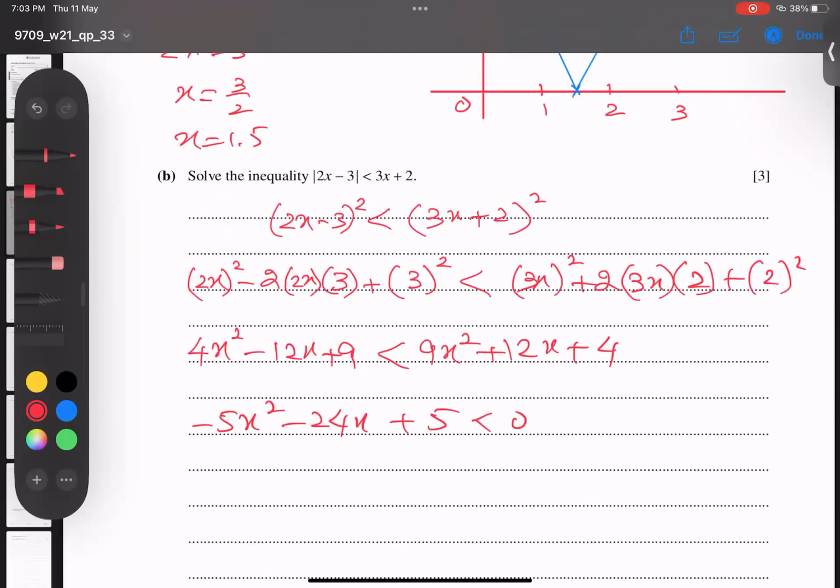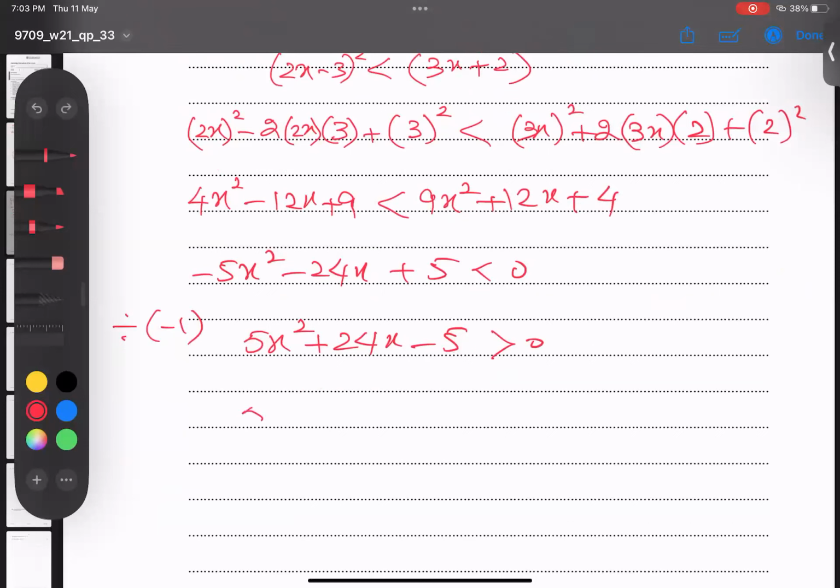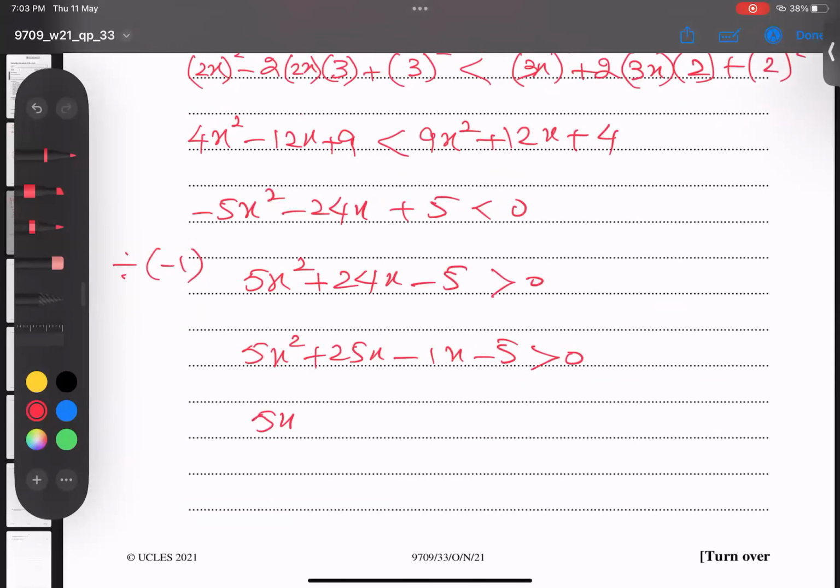Now multiply, or I think divide, by negative 1. What happens? The first sign becomes positive, this becomes negative, and the inequality sign will change from here. 5 fives are 25. Factorization is the best choice: 25x and minus 1x. I hope you got the idea. From here 5x is common, I get x plus 5, and minus 1 common, I get x plus 5. So I get x plus 5 and 5x minus 1 bigger than 0.